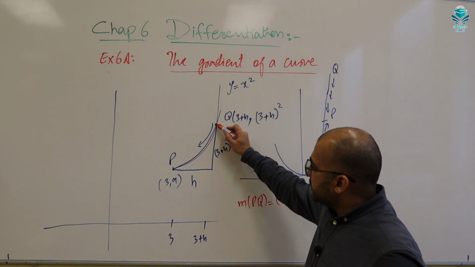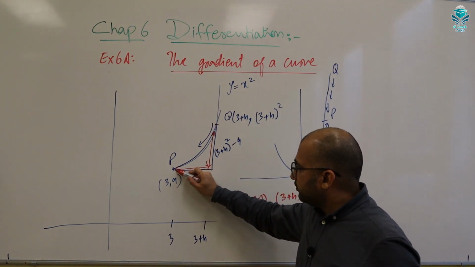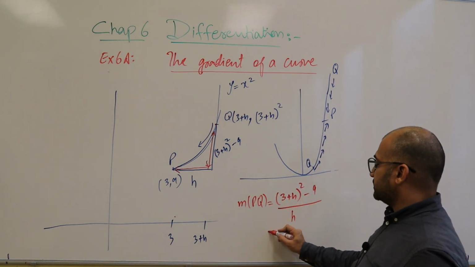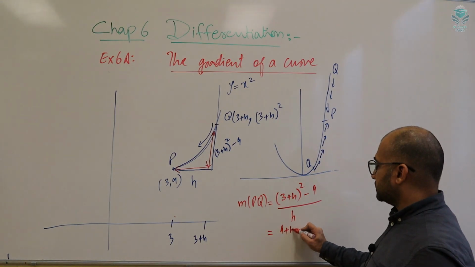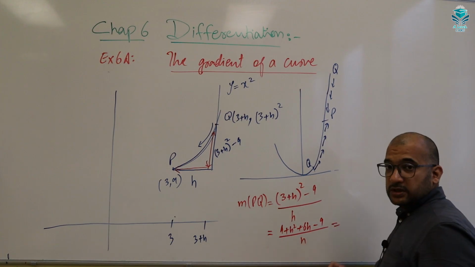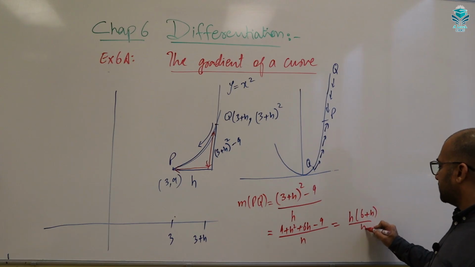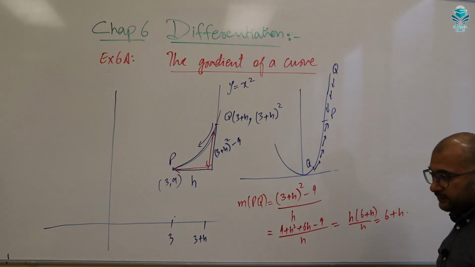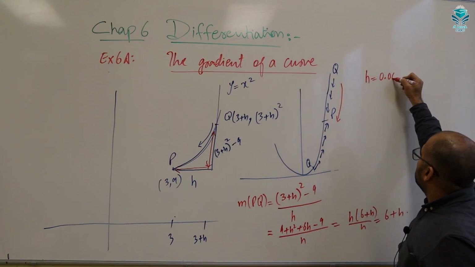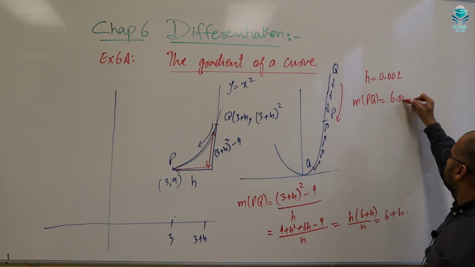So we can find the gradient of PQ as (3 plus h) square minus 9, the difference between the y coordinates of Q and P, divided by the difference between the x coordinates, which is h. You can simplify: you will get 9 plus h square plus 6h minus 9, over h. From here we can take h common, and it is nothing but 6 plus h. If you are moving from the downward side, h is a positive number, you can take it 0.001, so the slope will be 6.001.